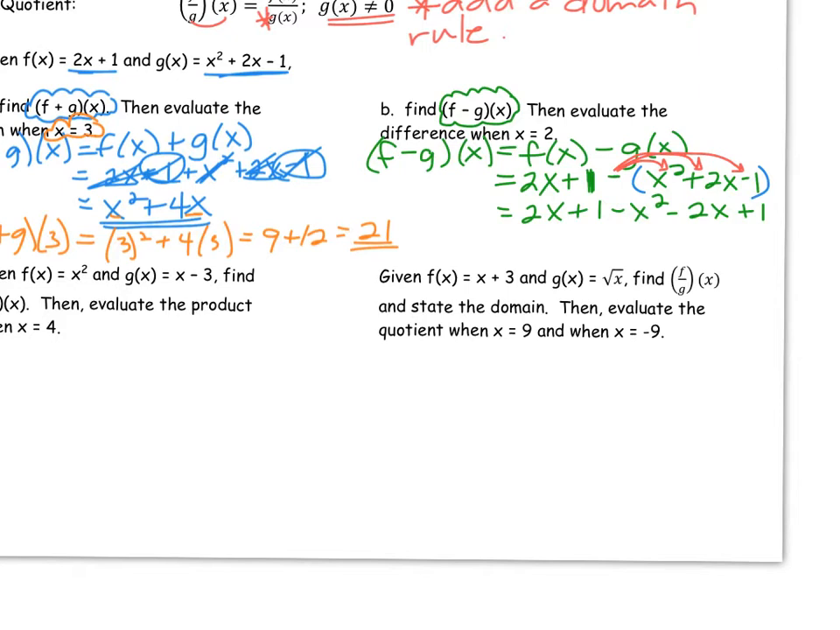And now combine like terms. We have negative x squared this time for that first part, and now the positive 2x and the minus 2x cancel out.